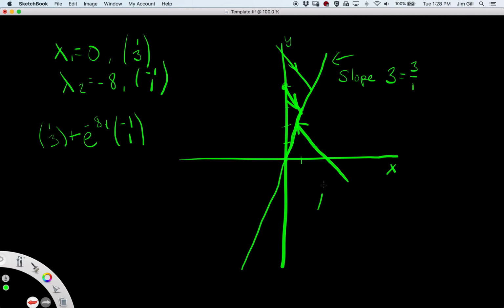And all of these other lines for the other solutions, these lines that go towards the equilibrium solutions, have slope equal to negative 1, which is equal to the y value 1 divided by the x value negative 1 in this vector here. Okay? So all the solutions, no matter where you start anywhere in the xy plane, get quickly pulled towards one of the equilibrium solutions along a line of slope negative 1.